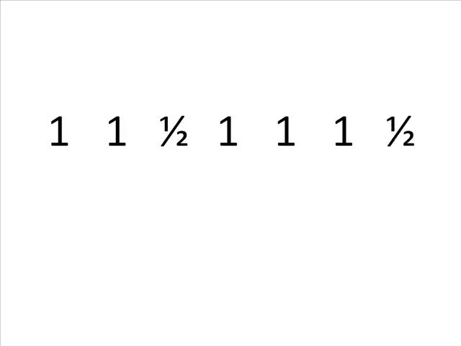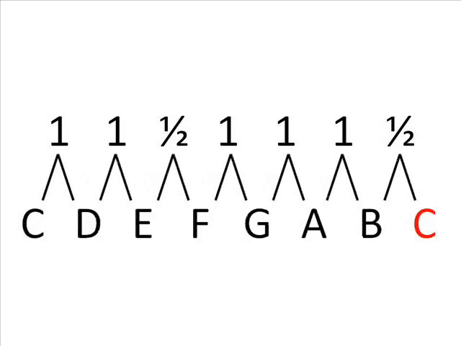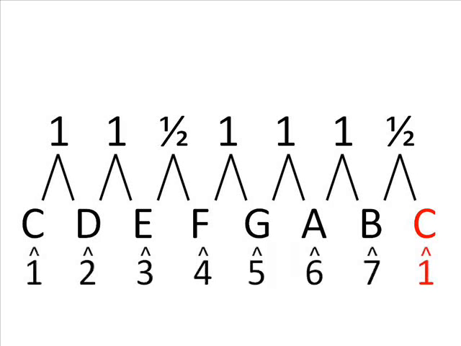The notes of the major scale are ordered in a particular ascending order, as you can see right here. C being the first note, D being the second, E is the third note, F is the fourth, G is the fifth, A is the sixth, B is the seventh. Then we are back to C, which is the first scale degree.